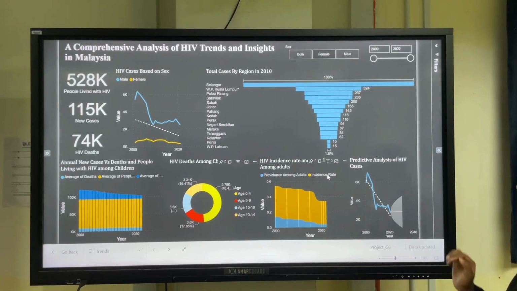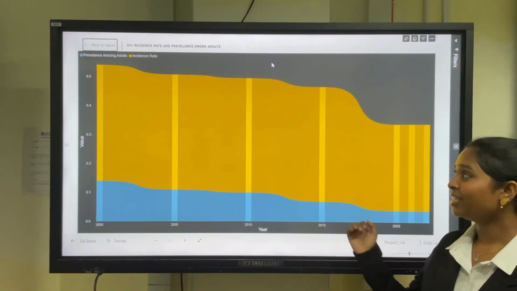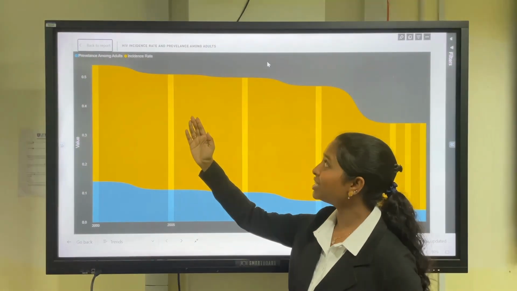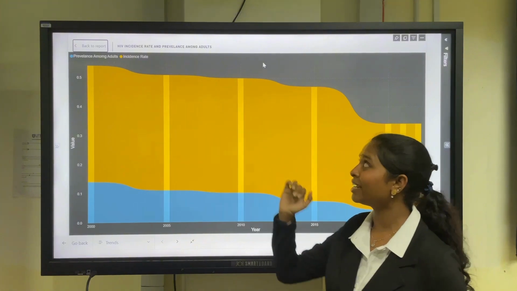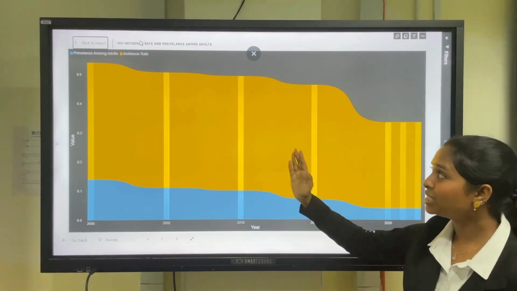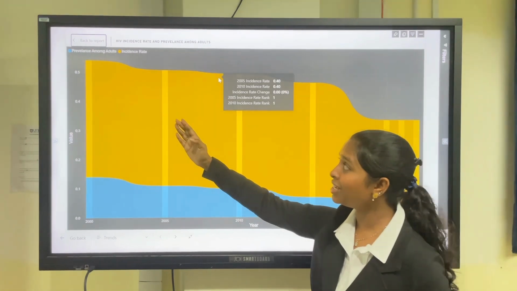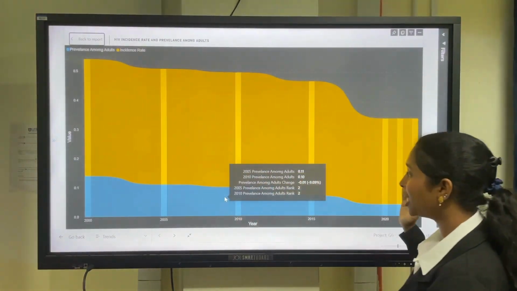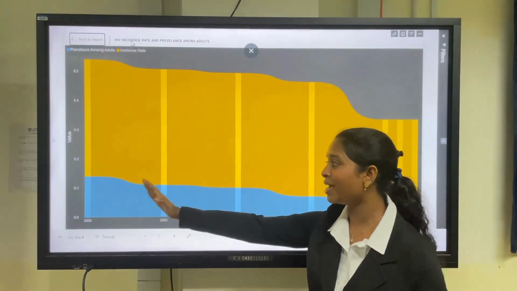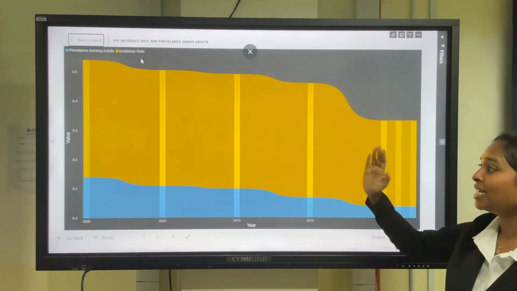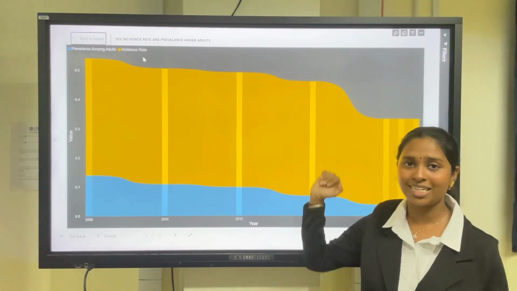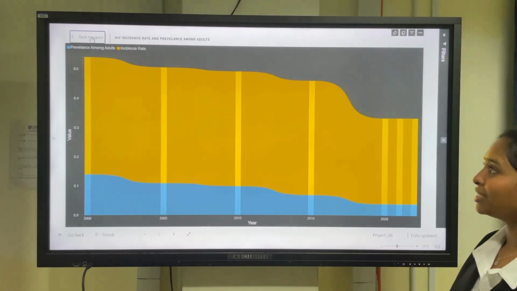Next, we are going to look at the HIV incidence rate. In this graph, we will look at the HIV incidence rate and prevalence rate among adults. The yellow color symbolizes the total incidence rate, whereas the blue color symbolizes the prevalence among adults. From this chart, we understand that adults account for this much of the entire incidence rate.